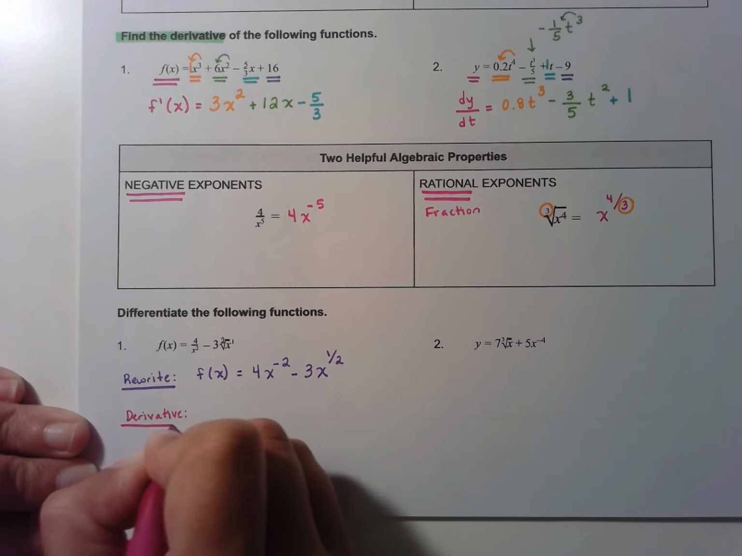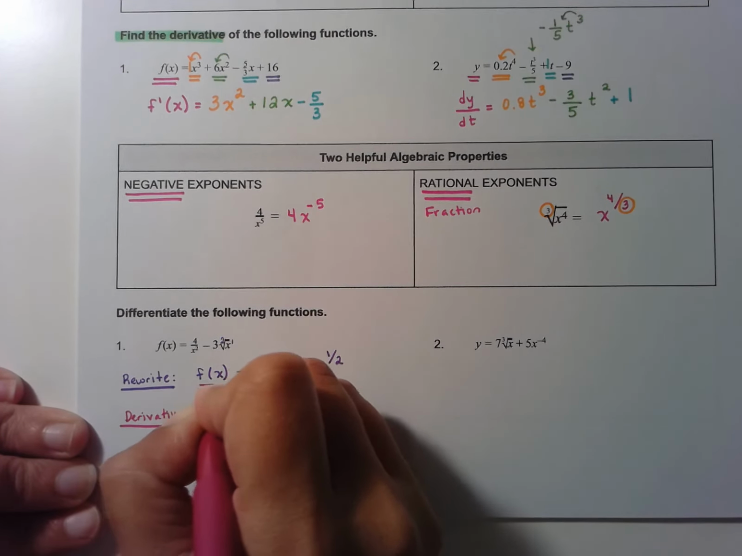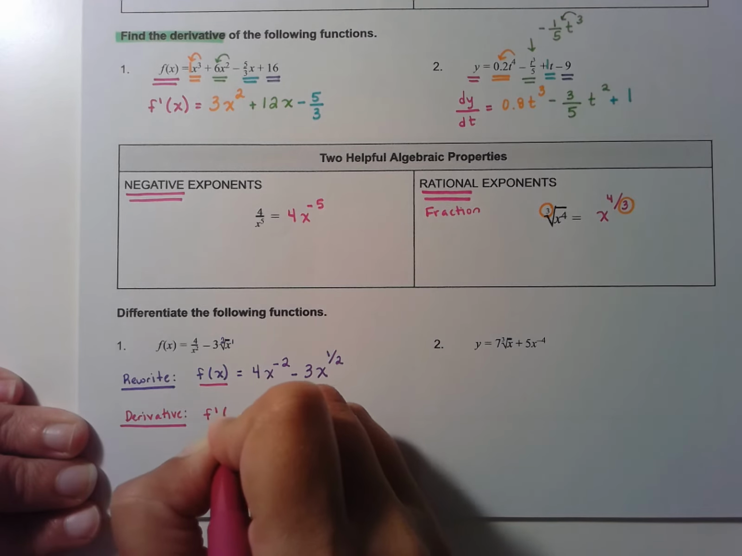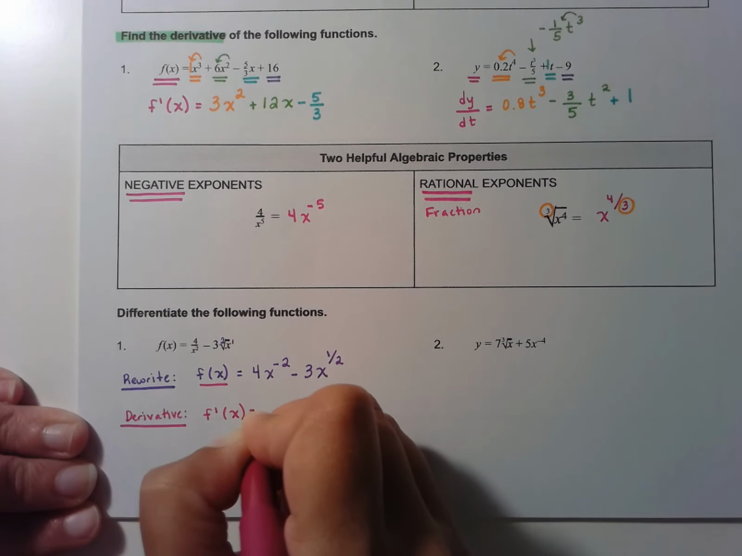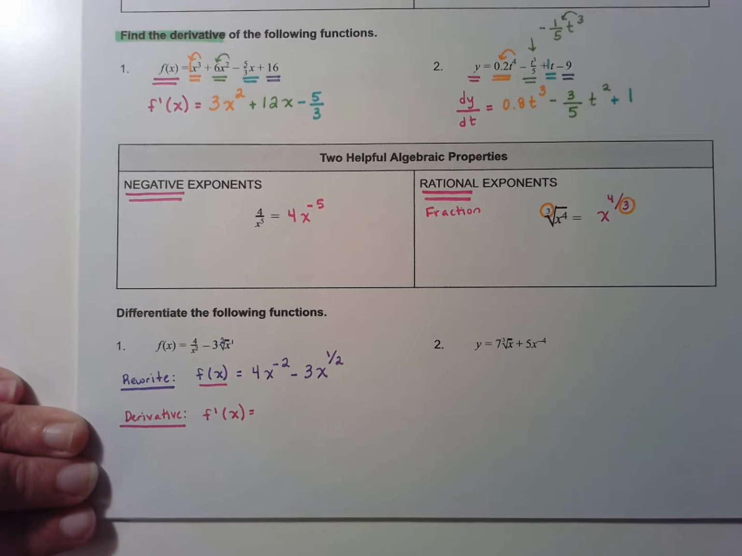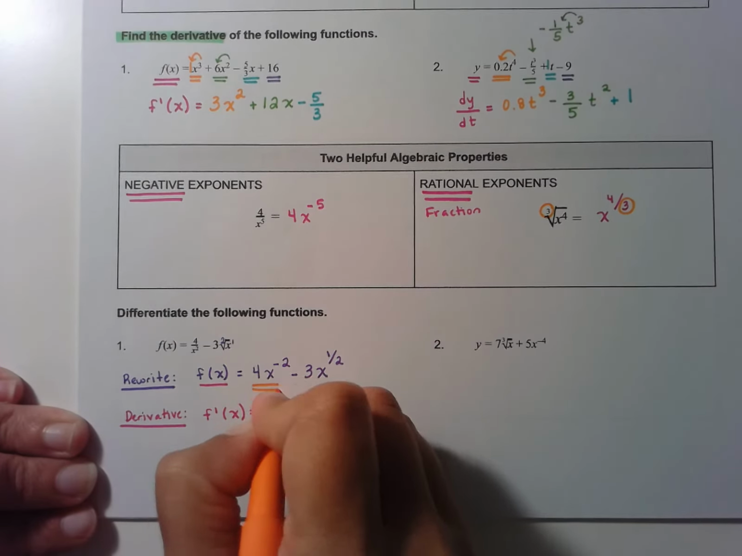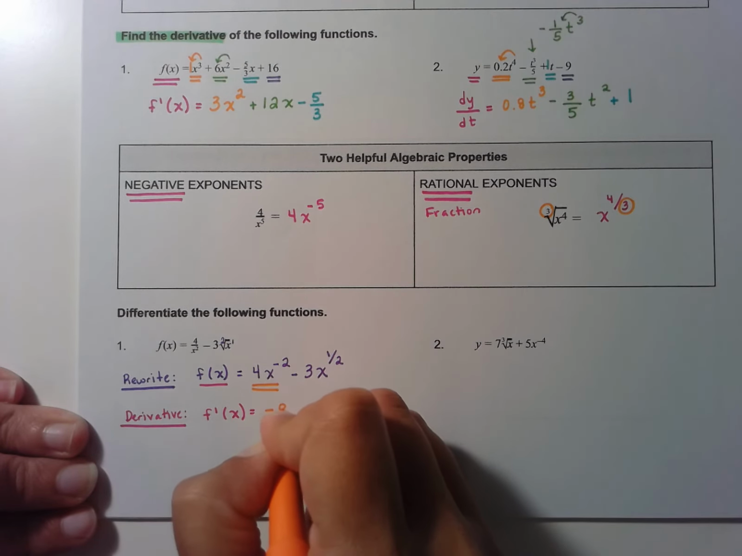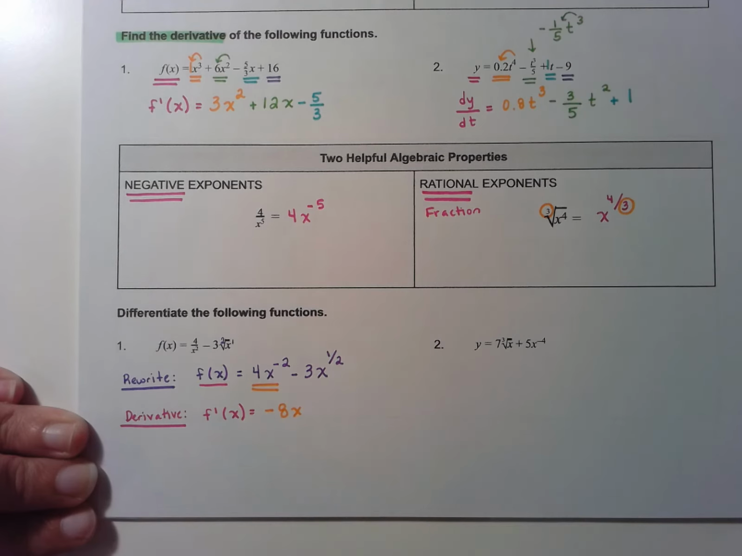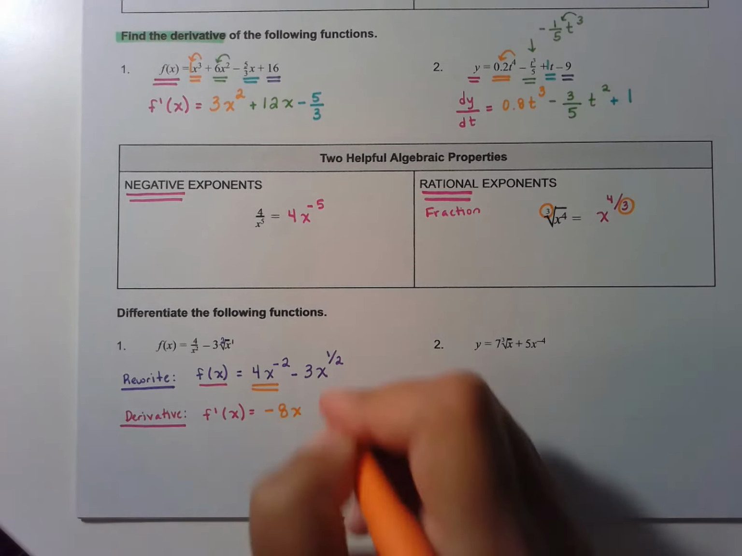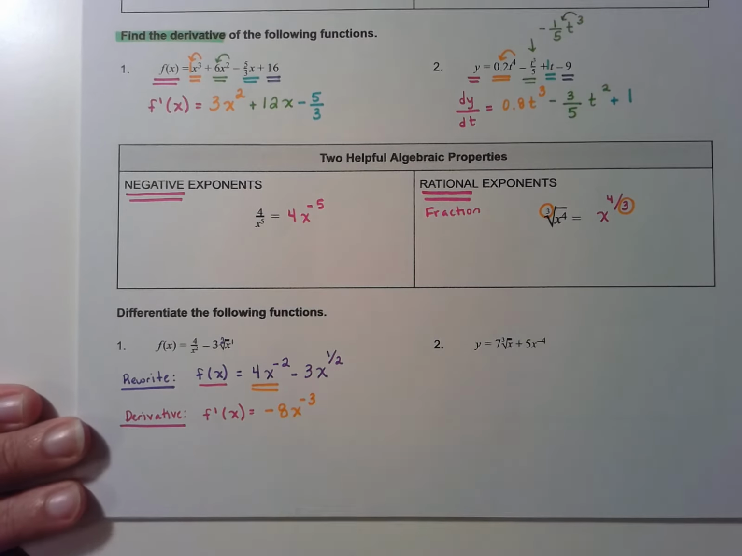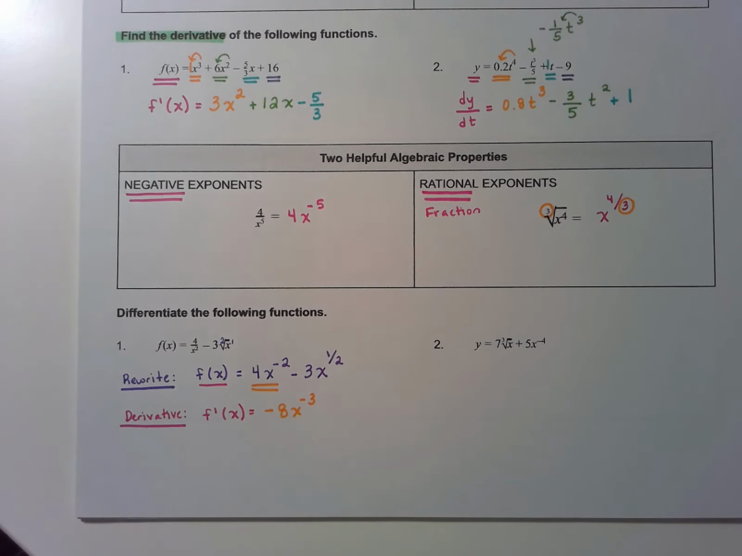So we're going to do this one term at a time. The derivative of f of x, I would write as f prime of x. And then I'm just going to go in order. So the derivative of 4x to the negative 2 would be negative 8x to the, and this is where it gets a little tricky, negative 2 minus 1 is actually negative 3. So be careful there because you're doing a negative minus 1.